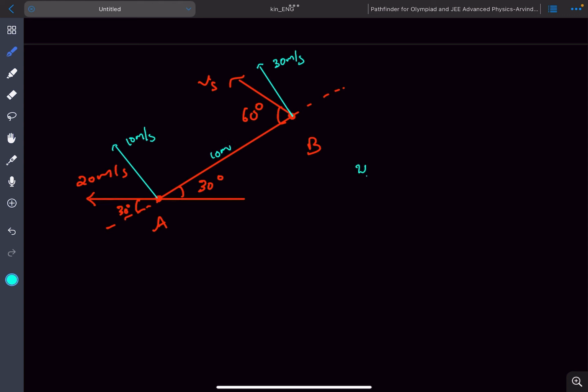So we can write the omega of the rope as 30 minus 10, because the 30 will try to rotate it in this sense and the 10 will try to rotate the rope in this sense, so we have to subtract them, divided by the length of the rope, and it comes out to be 2 radians per second.